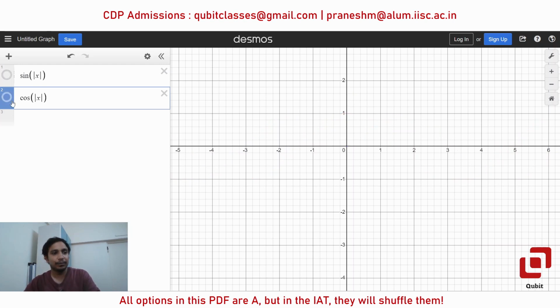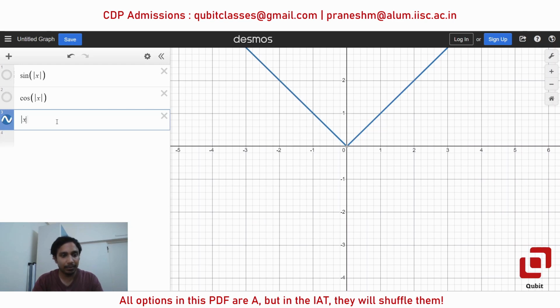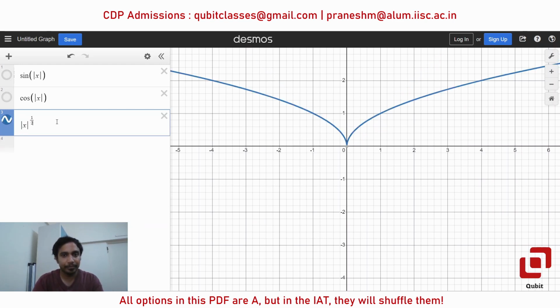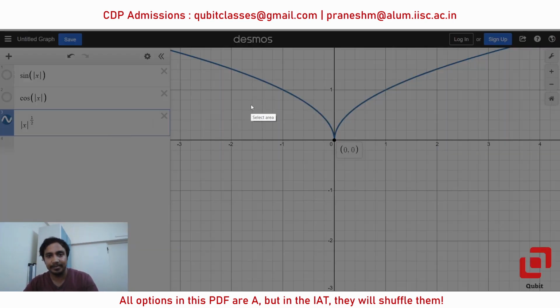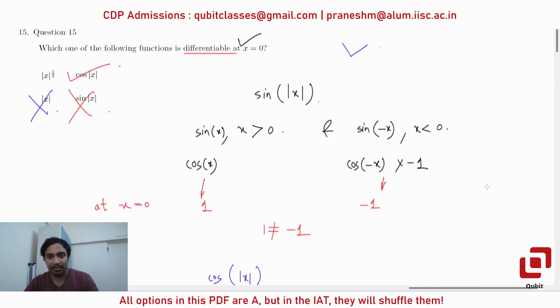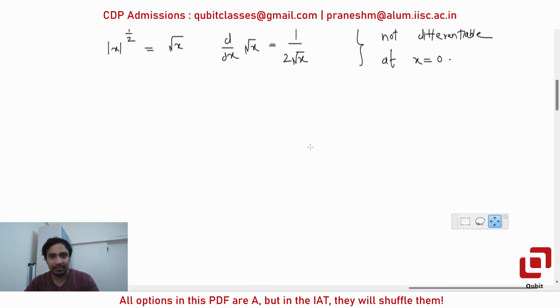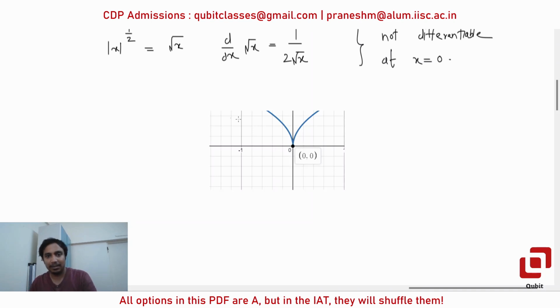Now let's go for mod x's square root, or mod x raised to 1 upon 2. Yeah, that's the thing, right? It has a cusp there. We call this point a cusp, which has a common tangent there. Two branches have a common tangent there. That's a cusp. Alright.